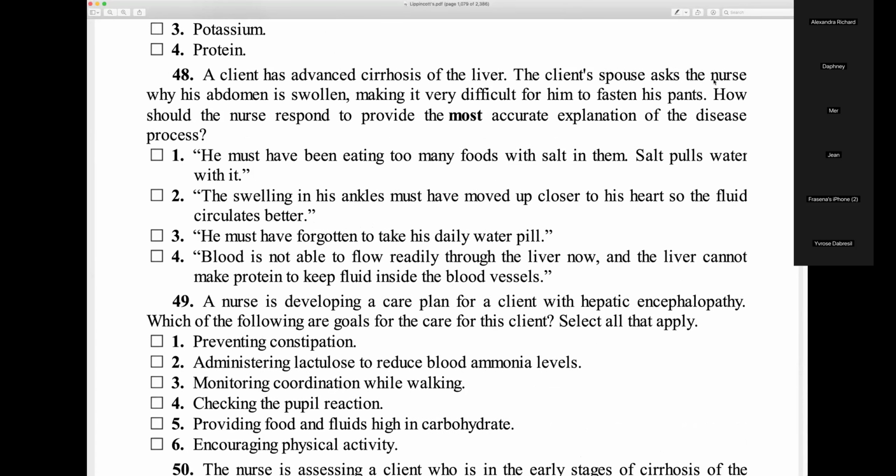Okay, let me see. 48. A client has advanced cirrhosis of the liver. The client's spouse asks the nurse why his abdomen is swollen, making it very difficult for him to fasten his pants. How should the nurse respond to provide the most accurate explanation of the disease process? Now, this is a good question.